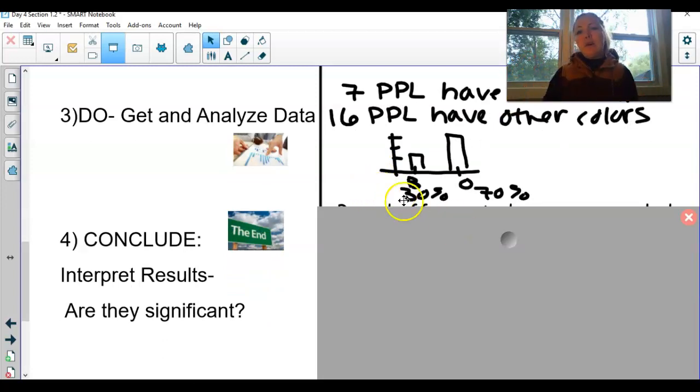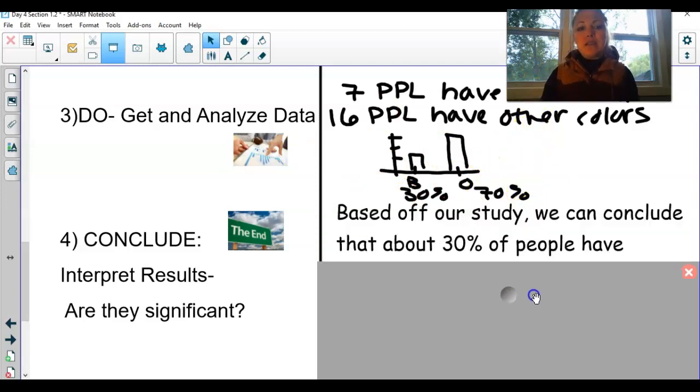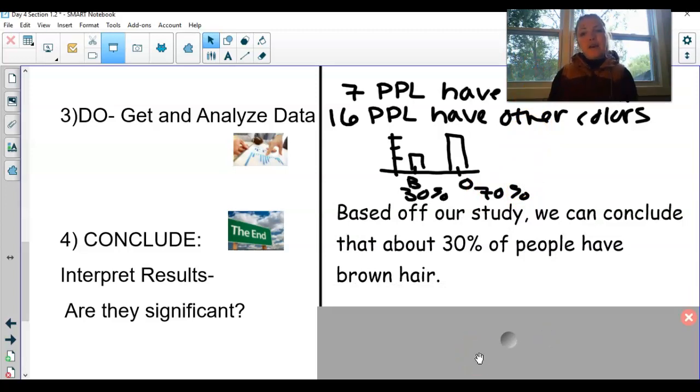And then finally, that conclusion, and that's where you just sum it up real nicely. I always tell people, you wouldn't go to your boss and just give them that. You give them a nice conclusion about what you found. You'd interpret those results. Are they significant? Okay, so based off our study, we can conclude that about 30% of people have brown hair. This seems significant, like there's a significant difference between people with brown hair and other types of hair. Now, I shouldn't necessarily just throw out the word significant in stats. Statistically significant does have a very important meaning we're gonna learn about later, and we can actually test for that down the road, okay? But right now from our eye, it looks like, hey, that's a pretty big difference. So I'm gonna call that a significant difference there.